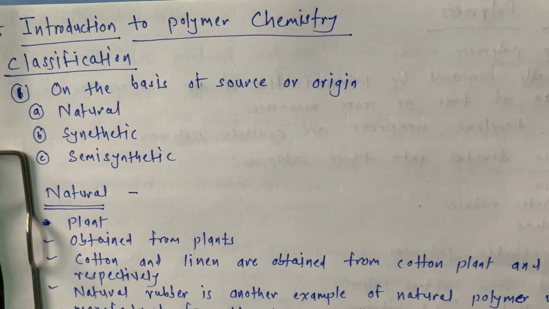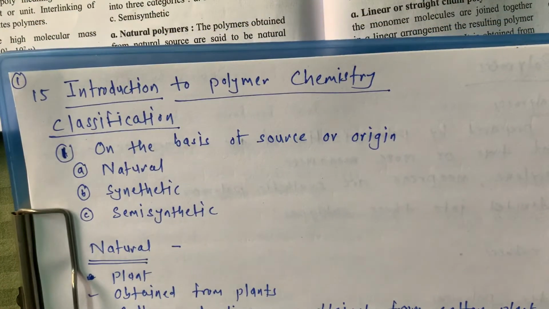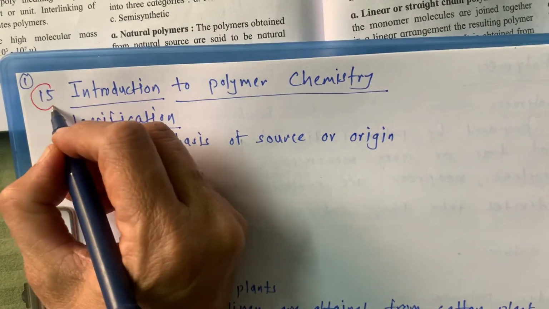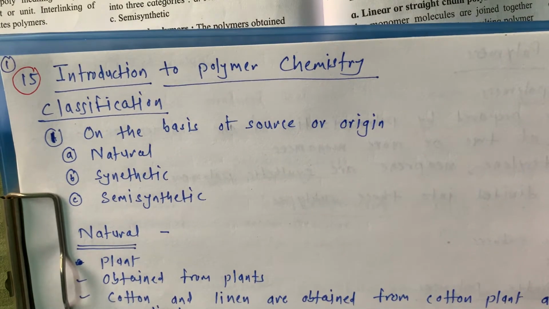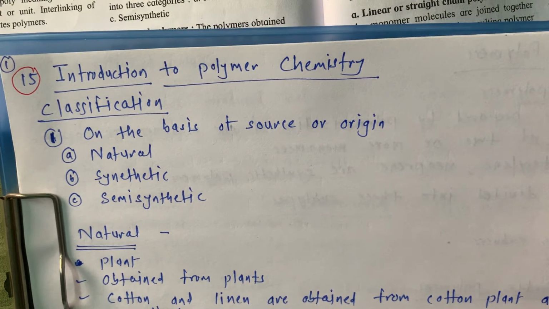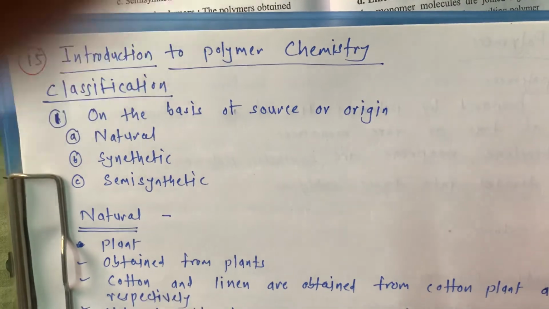Hello students. Today we are going to start our new chapter, chapter number 15, Introduction to Polymer Chemistry. In the last chapter on biomolecules we studied many polymer related things. In carbohydrates, proteins, nucleic acids, and enzymes, everywhere monomers link to each other and there is a formation of polymer.